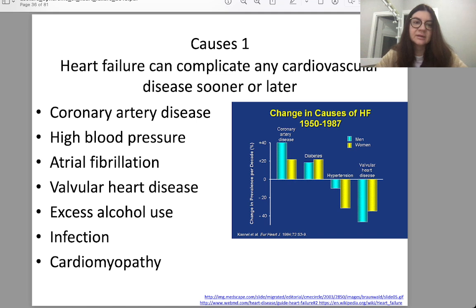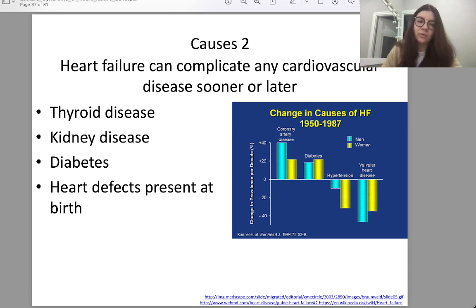Let's discuss the most frequent of them. It is coronary artery disease, the most frequent cause today. It is high blood pressure, or hypertension, which is in second place in the structure of causes of heart failure. It is atrial fibrillation, valvular heart disease, excess alcohol use, infections, and cardiomyopathy. It is just the most frequent of them, the tip of the iceberg, because a huge number of different diseases can lead to heart failure. Moreover, it can be thyroid disease, kidney disease, diabetes, or heart defects present at birth.